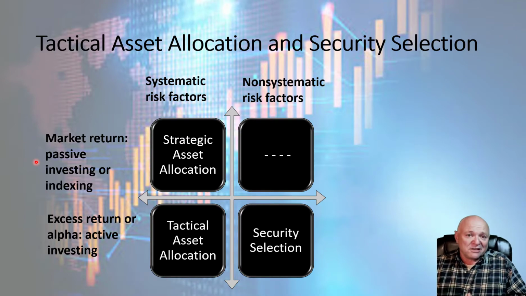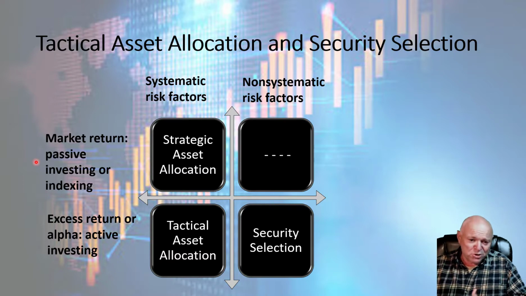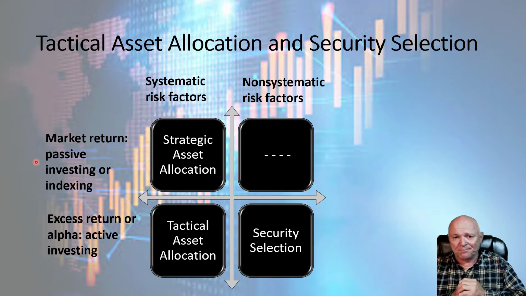If you believe that you have an ability to pick stocks that is above average, then your focus is going to be entirely on security selection. You understand the idiosyncratic, the firm level or non-systematic risks, and you use your superior information about the market, you believe, to be able to pick those winning stocks. And that's where security selection comes in.